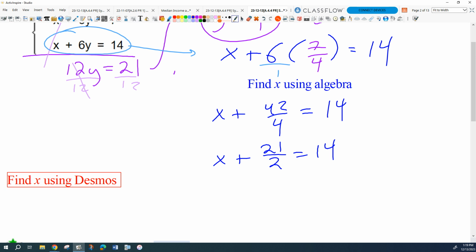I would say in general, clearing fractions is not a bad way to go. If I just distribute a 2 through the whole thing, because that's my only denominator, what happens? Well, 2 times x gives me 2x. 2 times 21 halves, oh my goodness.